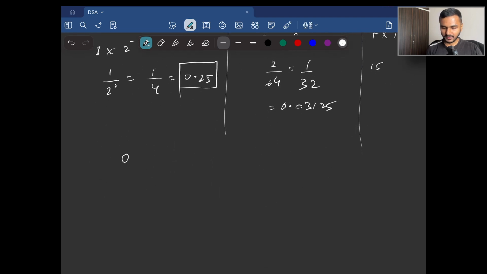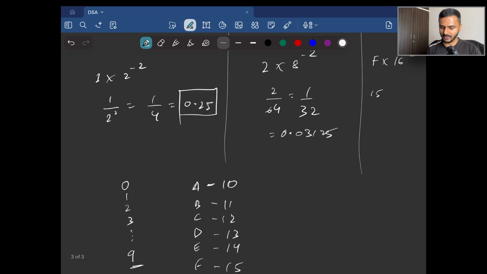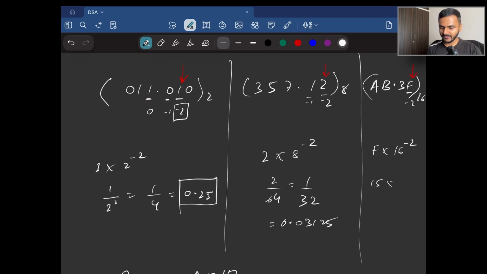To understand this better, we know that we've got digits from 0 all the way up to 9, and then alphabets from A to F. Now, if this ends at 9, alphabet A will represent 10, B will represent 11, C will represent 12, D will represent 13, E 14, and F 15. So that is how we know F is 15. So we'll say 15 multiplied with 1 by 16 square, and this will be 15 by 256. Now we can find out the value of 15 by 256 also, but I'll leave that on to you.